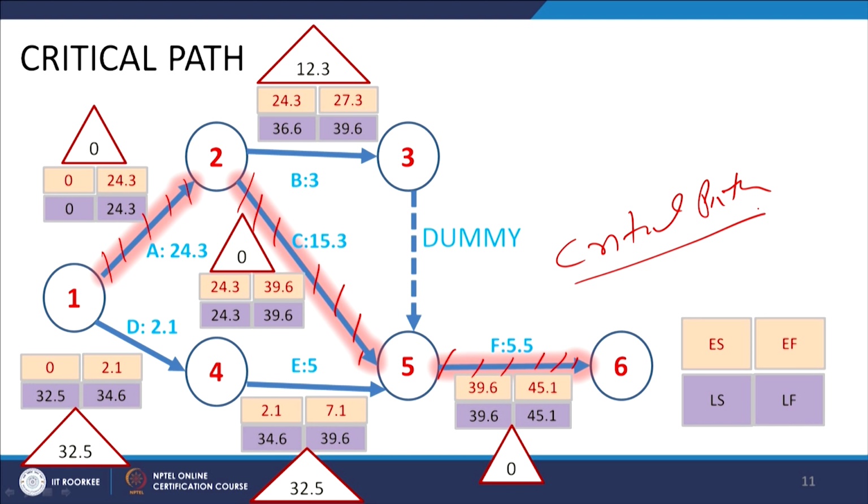So, now I will summarize this presentation. In this presentation, I have talked about how to take care of the probability or uncertainty aspect related to the time values for completing a particular activity, how to develop the network, how to calculate the latest start, latest finish, earliest start and earliest finish times, how to calculate the project duration, and how to identify the critical path. Thank you for your attention.